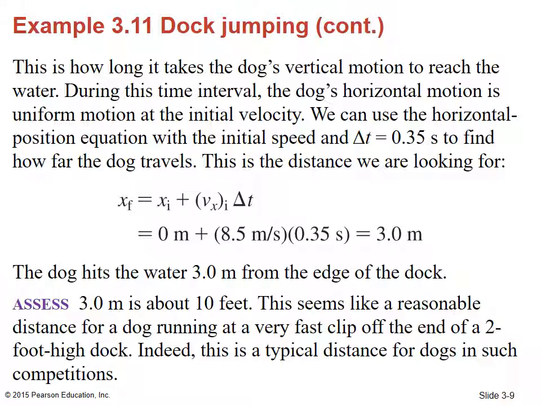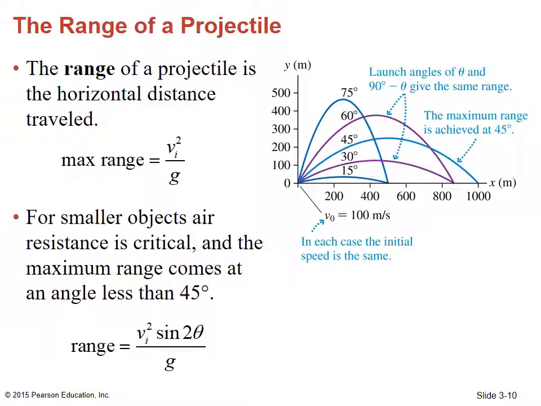This seems like a reasonable distance for a dog running at a very fast clip off the end of a 2-foot-high dock. Indeed, such is a typical distance for dogs in such competitions. The range of a projectile is the horizontal distance traveled. For smaller objects, air resistance is critical, and the maximum range comes at an angle less than 45 degrees.